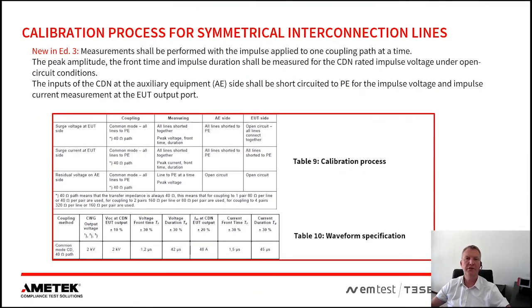We also have a completely new calibration process for symmetrical interconnection lines. For the calibration, the impulse has to be applied on one coupling path only. Amplitude, front time and duration shall be measured for the CDN rated impulse voltage under open circuit conditions. The inputs for the auxiliary side shall be short-circuited to protected earth. Table 9 shows you the process and Table 10 the specified wave shape.